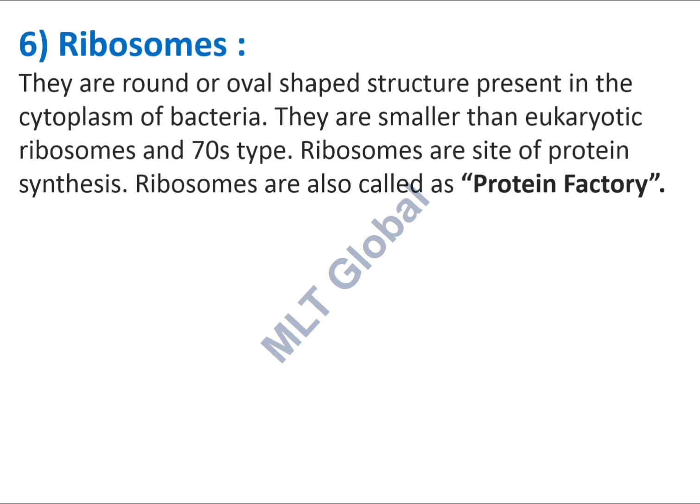Ribosomes. They are round or oval-shaped structures present in the cytoplasm of bacteria. They are smaller than eukaryotic ribosomes and are 70S type. Ribosomes are the site of protein synthesis. Ribosomes are also called protein factories.